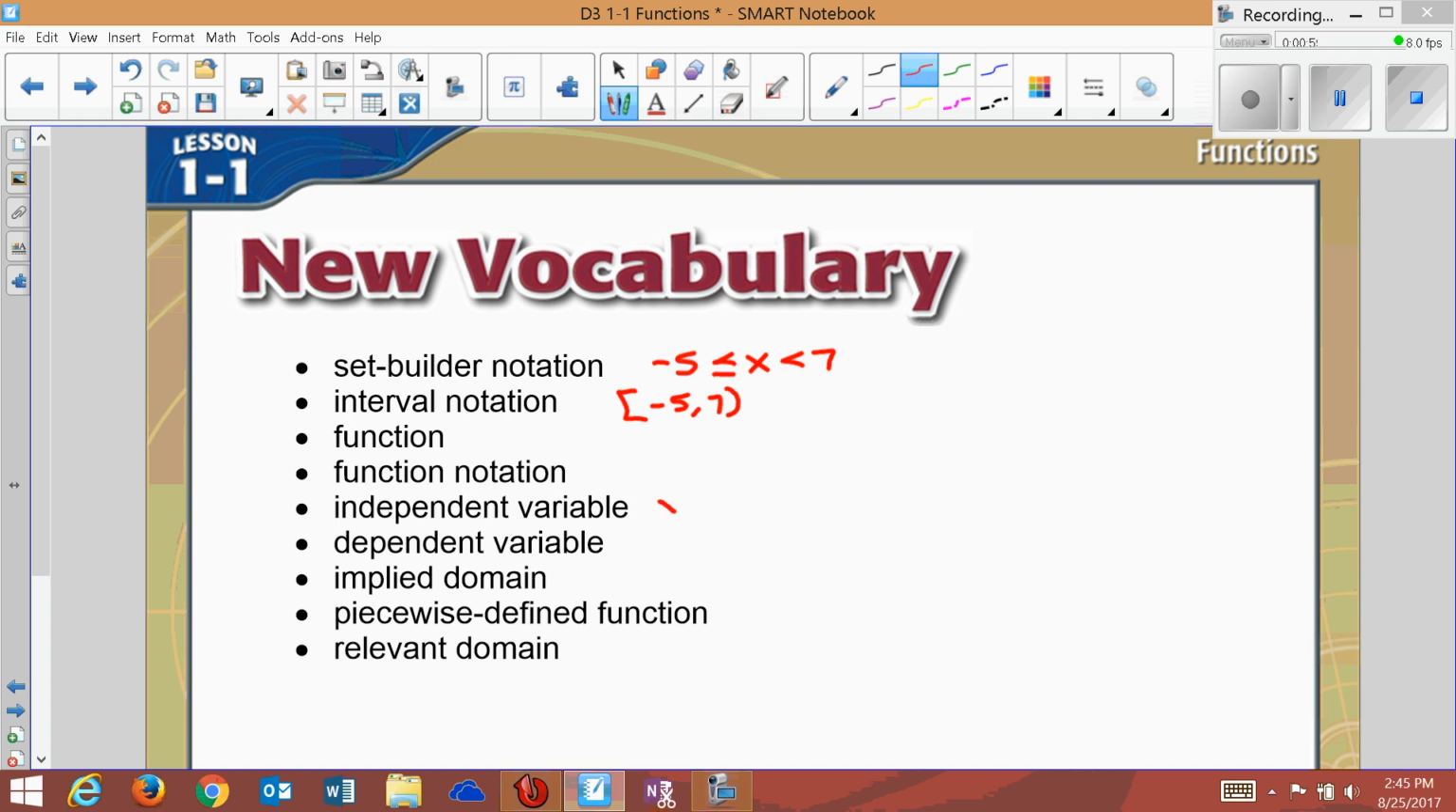Independent variable, this is your x. Dependent variable is your y, also known as input, output, or this would create the domain. This would also create the range. And piecewise would be like multiple functions working together. We'll see that here in a little bit.